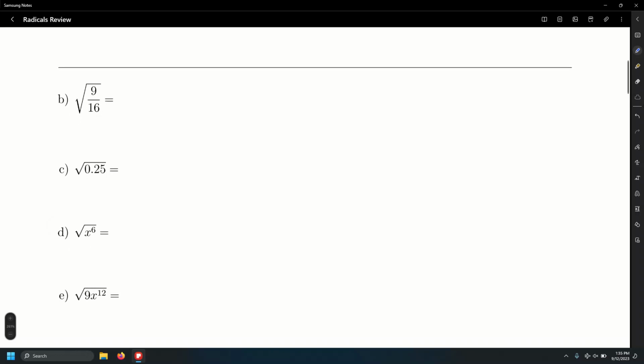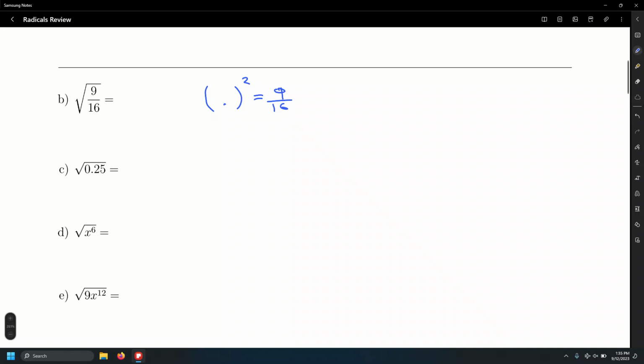Letter B, that's the square root of 9 over 16. Although later we're going to use properties of radicals to simplify this one in an easier way. In the meantime, let's think of what number squared equals 9 over 16.